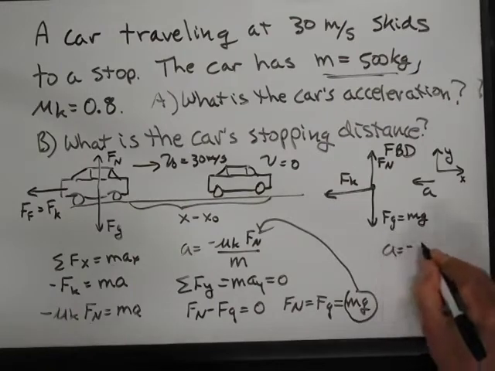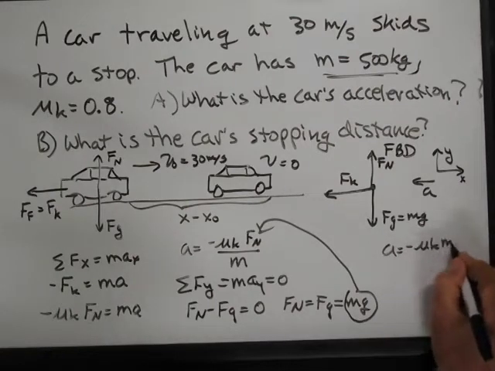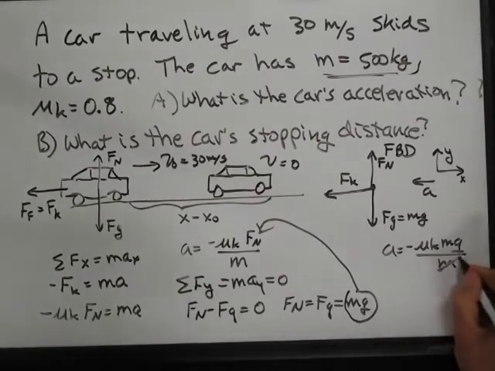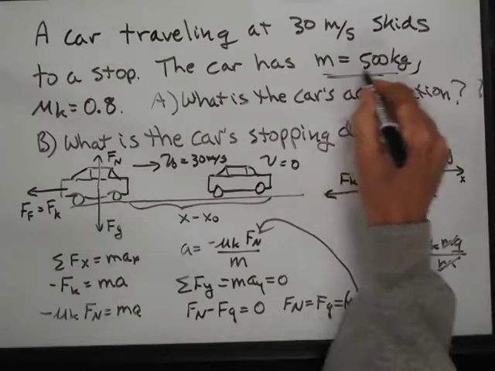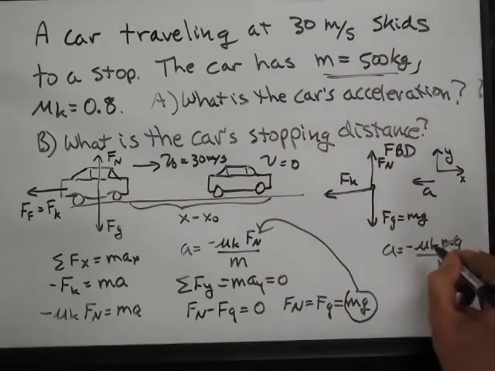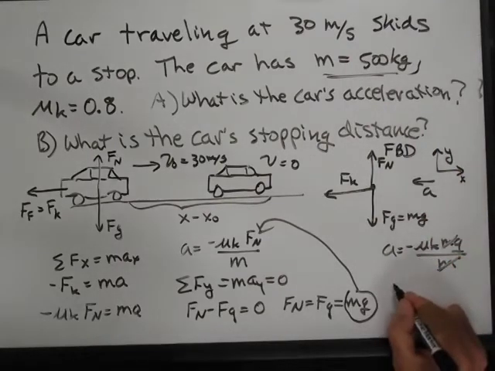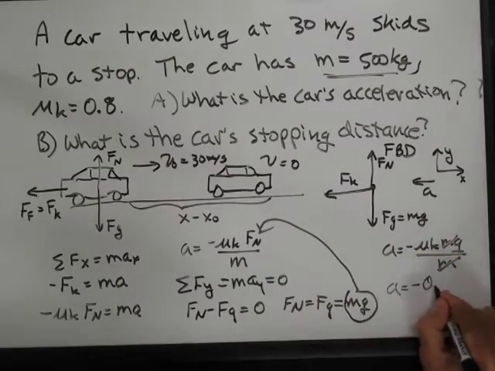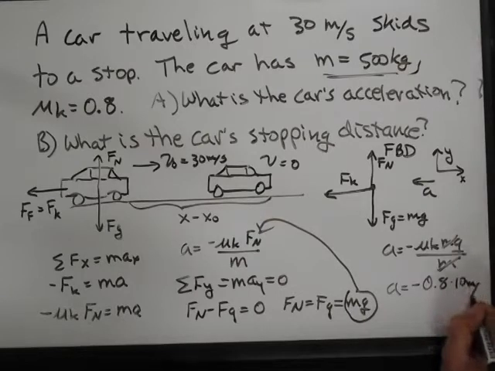Now I can take this and stick it in there, and I can calculate my a, right? A is equal to minus mu sub k mg divided by the mass. Notice the masses cancel. It didn't matter what the mass was. This could be a truck or a bicycle. What matters is the mu sub k. The acceleration is equal to minus mu sub k, which is 0.8, times g, which is 10 meters per second squared. And so the acceleration is minus 8 meters per second squared.